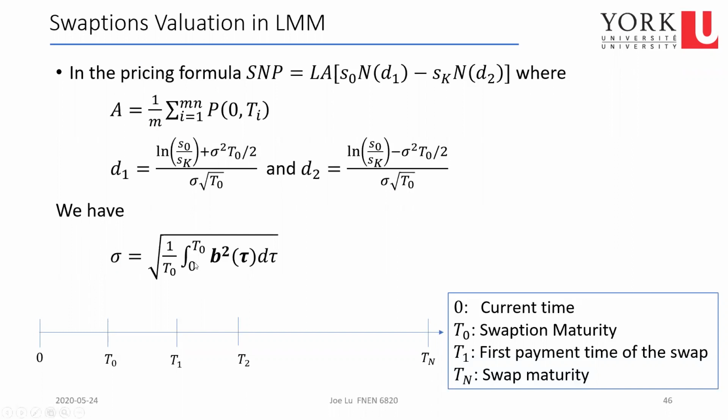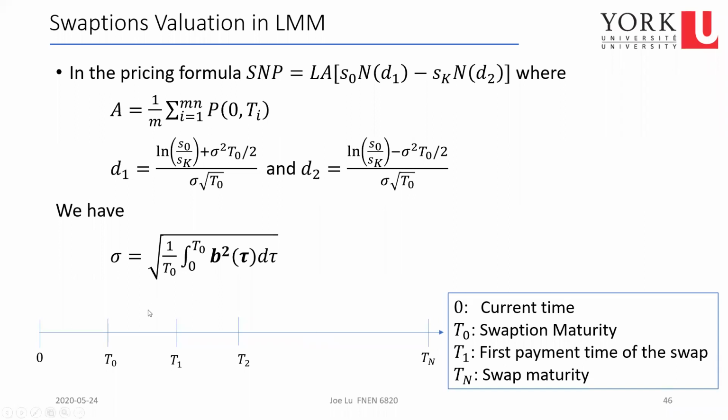So here you will not have an integral. Instead, you will have a sum. You add up all the B squares for each of the time periods, and then you calculate the average by dividing by the entire period of time. This part depends on your time steps, and here you divide by the total time. Then take a square root, and you get your sigma here. You can plug in that sigma to calculate your swaption.